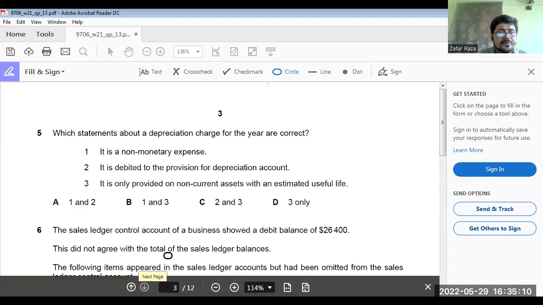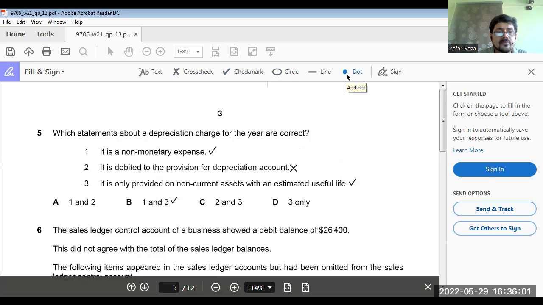Now question number 5. Which statements about the depreciation charge for the year are correct? It is a non-fund expense. We don't need to pay any cash while computing depreciation. Debited to provision for depreciation? No. It is always credited to the provision for depreciation account. Provision is debited only when we dispose of the asset. It is only provided on non-current assets with an estimated useful life. Yes, this is correct. So 1 and 3, the answer should be option B. Got it?